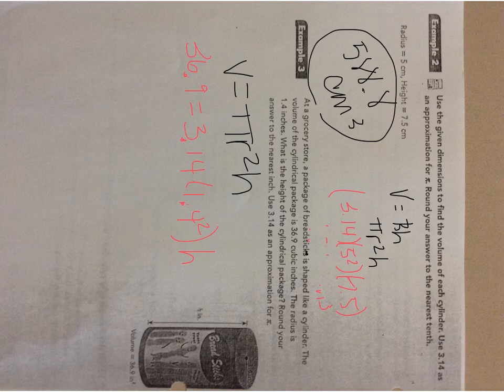Okay, so the first thing we're going to do is combine what we know. So we're going to do 3.14 times 1.4 squared. Okay, so that gives me 6.1544 h equals 36.9. Okay, now we need to get h alone. So in order to get h alone, you're going to divide both sides by 6.1544.